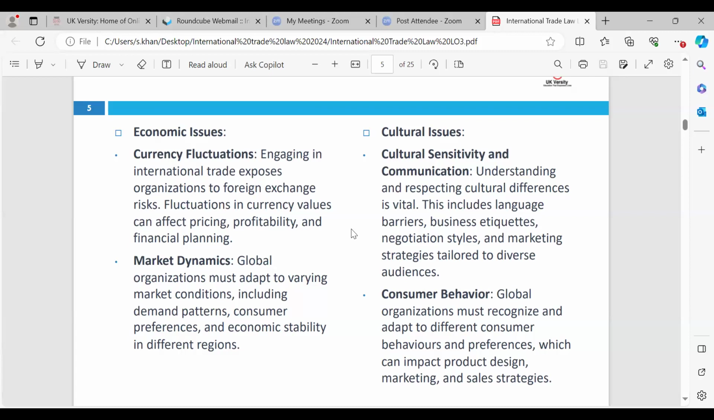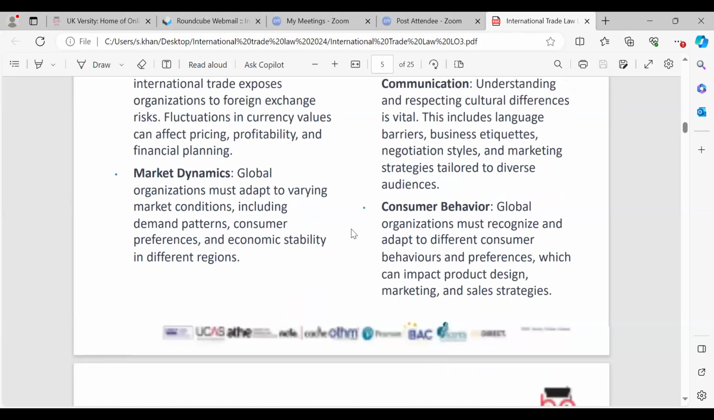Consumer behaviour. Global organisations must recognise and adapt to different consumer behaviours and preferences, which can impact on product design, marketing and sales strategies. What the consumer wants is what you need to identify.